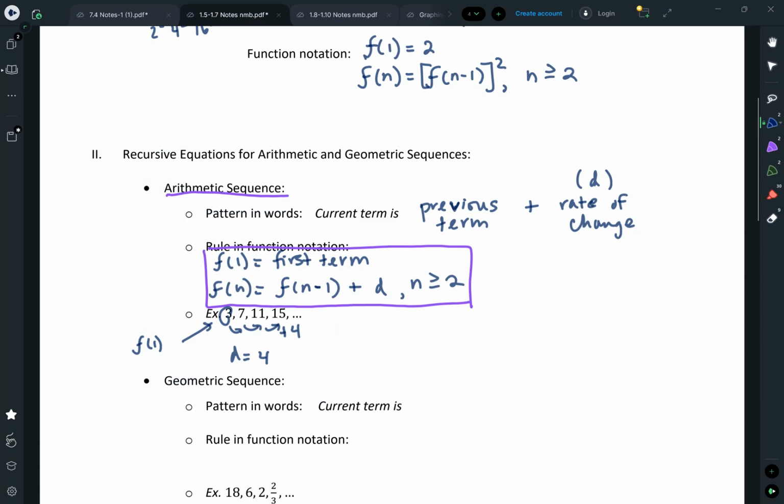So let's go ahead and use the stuff that we boxed in. So f of 1 equals 3. F of n equals the previous term, which is f of n minus 1, plus the common difference, which is 4. And this is any time bigger than my first term, for any number bigger than 1. So 1 is defined, so it's for anything after 1. So n greater than or equal to 2.